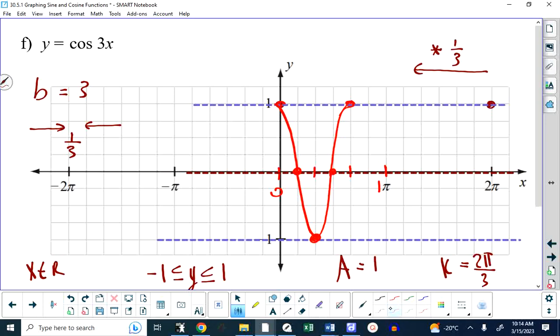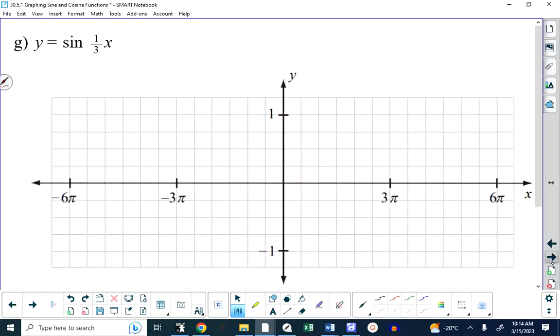With g and h, let's see if we can answer the bottom things about g of h without worrying about a complete graph of the function. Okay, a is 1, b is 1/3. Well, that means the amplitude is 1. If the amplitude is 1, the range is -1 to 1. And we know that the domain is any real number.